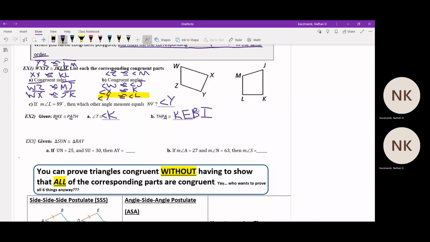We're going to use the given to figure out what things were congruent to each other. They're in a different order now, but the thing that was congruent to our letter T is still K, just like it was in the beginning, just in a different order.